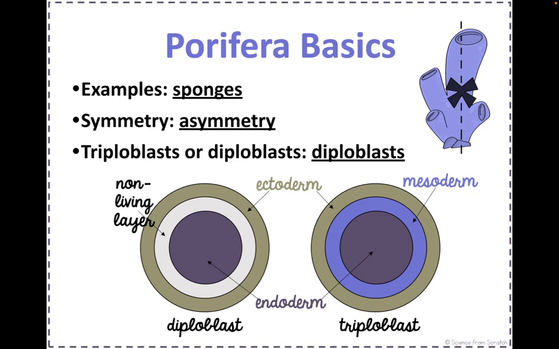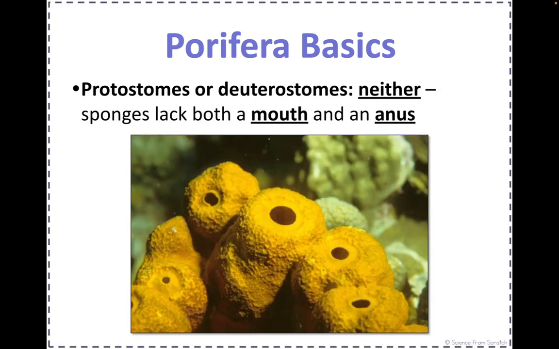The examples from phylum Porifera are going to include sponges. Their symmetry is asymmetry, or asymmetrical. Asymmetry indicates that this creature is sessile, so that means fixed in one place or immobile. And then classifying them as a triploblast or a diploblast, we would call them diploblast. With being diploblastic, this will greatly impact their body plan. Sponges are basically two layers of cells. So they have an ectoderm, they have an endoderm, and that is filled with a soft or hard skeleton.